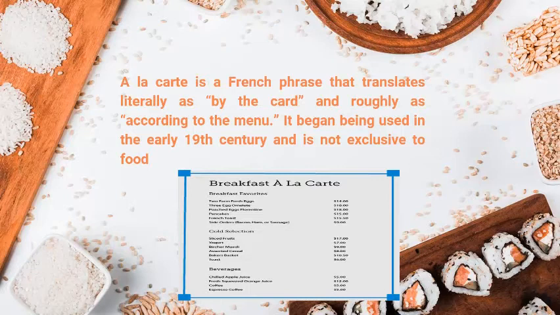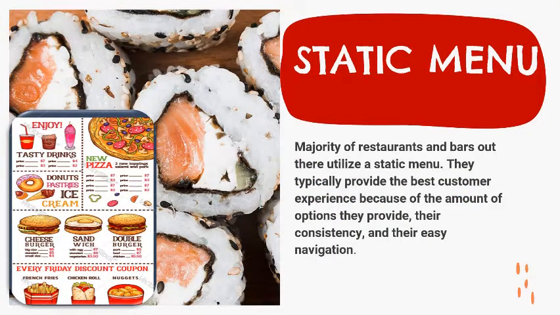So, phrases like "from the menu" and "individual price" communicate that a menu or section of a menu is à la carte. Next, I will explain about the static menu, which is a large menu typically divided into categories that doesn't change very often. It's the most widely used menu today, and it's what you likely think of when you think of menus. That's because the majority of restaurants and bars out there utilize a static menu.